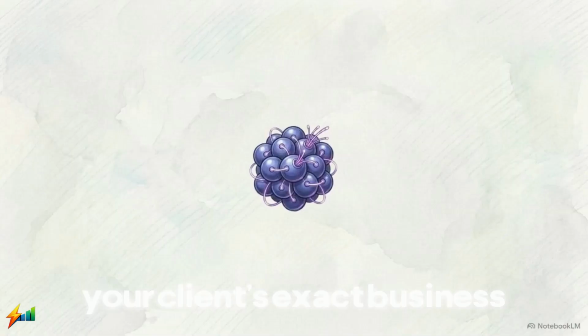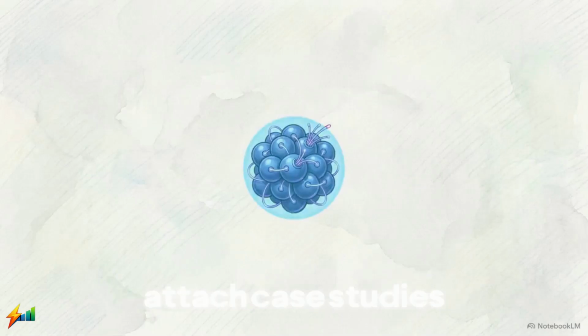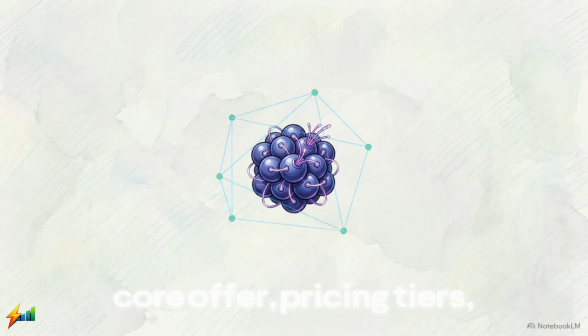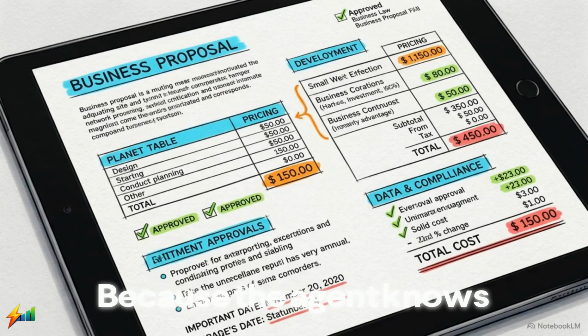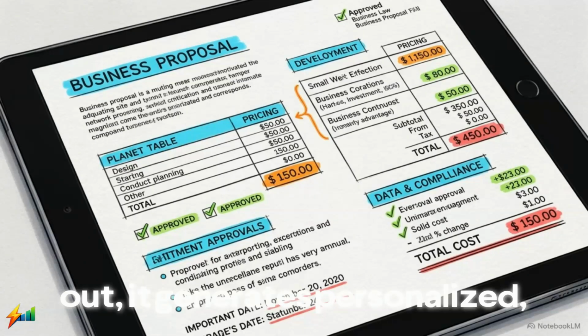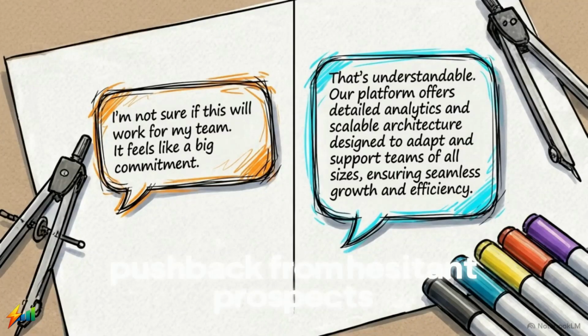You feed the system your client's exact business details. You upload pricing PDFs, paste website URLs, and attach case studies. The AI absorbs this instantly, mapping out the core offer, pricing tiers, and exactly what success metrics to highlight. Because the agent knows the business inside and out, it generates personalized, dynamic proposals on the fly and intelligently navigates pushback from hesitant prospects in real time.